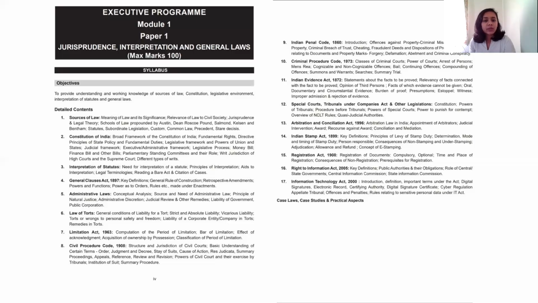Moving on, chapter number 13, Arbitration and Conciliation Act of 1996. Arbitration is a process which has been introduced under the topic known as alternate dispute resolution, also known as ADR.